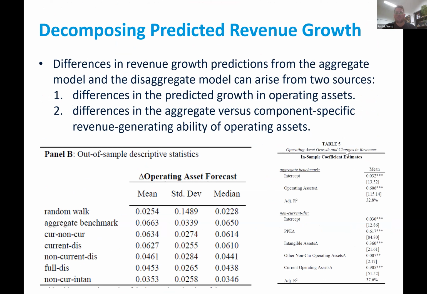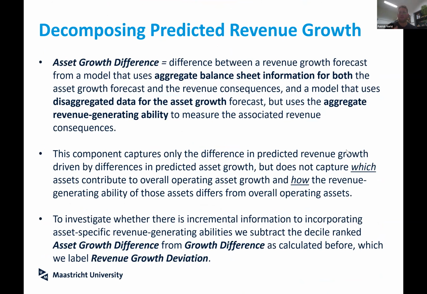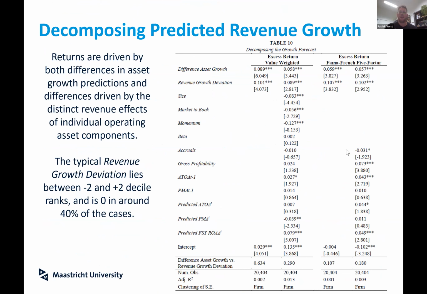One final thing that we do is, if you think of we forecast revenues using disaggregated models, differences can come from differences in growth predictions, where the aggregate model might predict less growth than a disaggregated model, or the other way around. Or if you use disaggregated models, you can also incorporate whether revenues grow equally given the different asset components. So maybe €1 of receivables is different from $1 of PPE. If we look at the returns, it seems that both components matter. Differences in asset growth are associated with future returns, but if you use a disaggregated model, you can also incorporate the asset-specific revenue generating ability, and it's also this component that seems to matter for future stock returns.